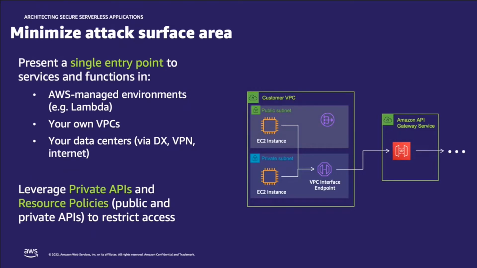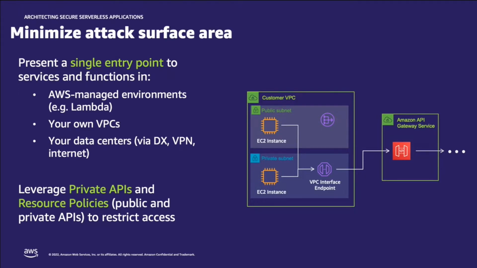One additional thing to remember, with APIs, there are public and also private APIs, right? So you can have your own VPC, you can have your data centers, Direct Connect, VPN or internet, depending on the way you're providing access. But basically, in order to minimize attack surface area, the recommendation is to present it with just a single endpoint. So this is one of the best practices.